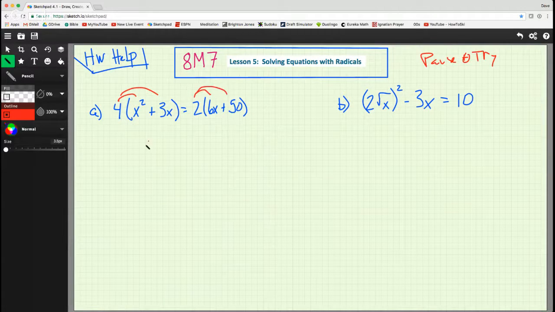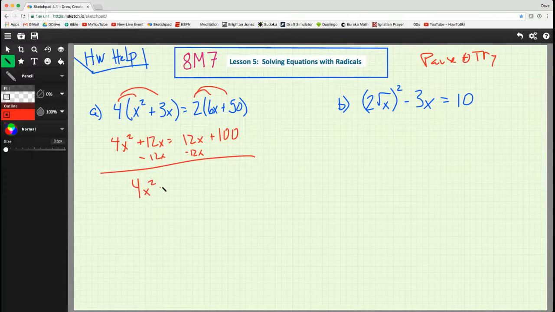Let's do our distribution here. We get 4x squared plus 12x equals 12x plus 100. Well, we subtract 12x from both sides, and we get 4x squared equals 100. Now remember, we're trying to solve for x squared here. So to do that, we're going to divide both sides by 4, and we get x squared equals 25, and so x equals 5.